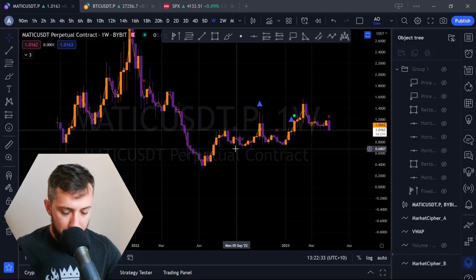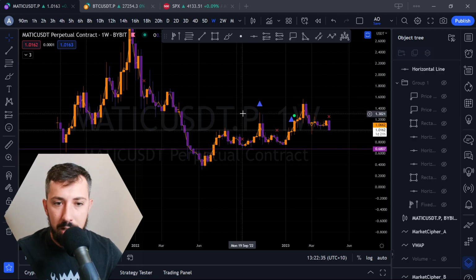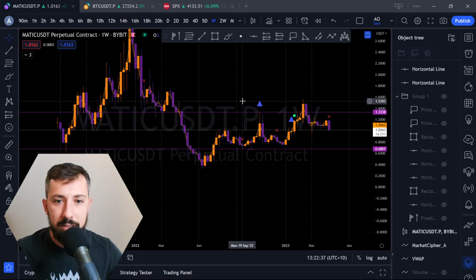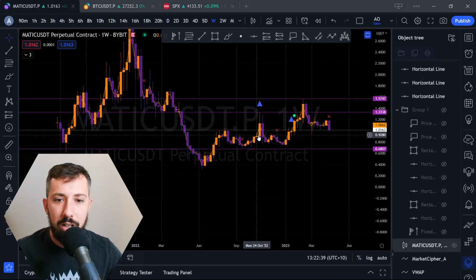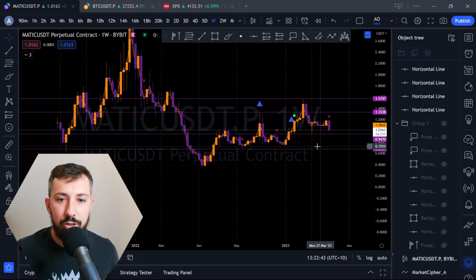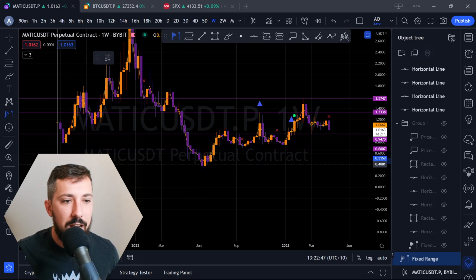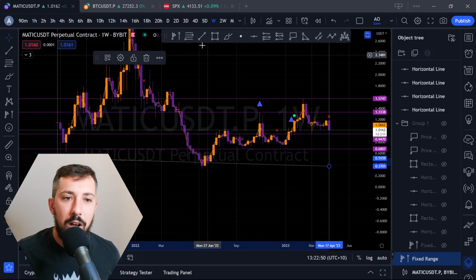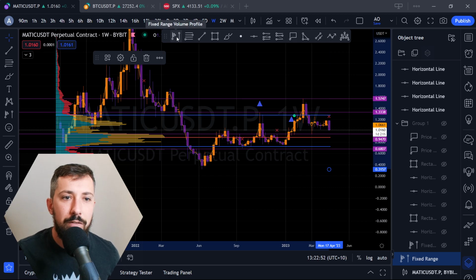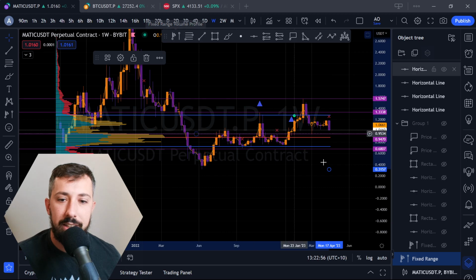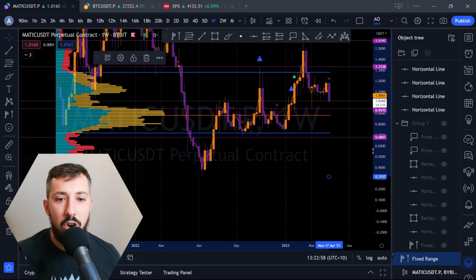So first off, I come into my chart and I mark off these highs, these lows, and I get a general idea of where price has traded in the past, okay? Very simple. Okay, now that I've gotten that, I will pull a fixed range volume profile, which is a free volume profile indicator. Now this will show us a range here.